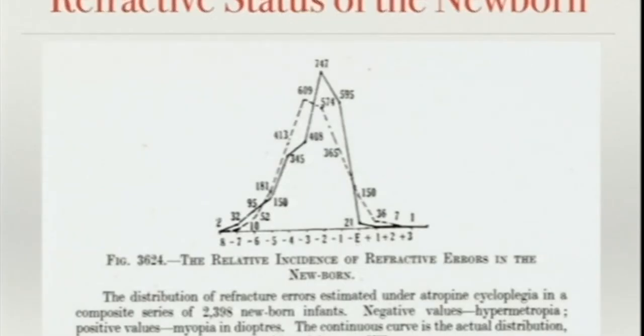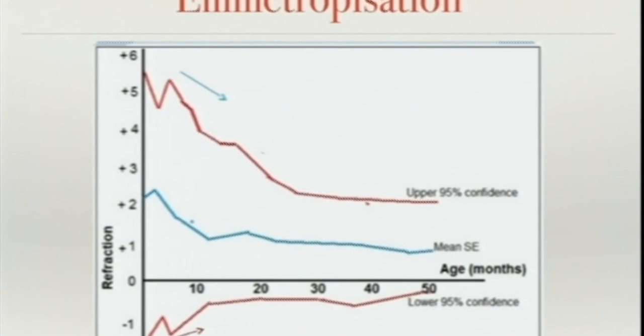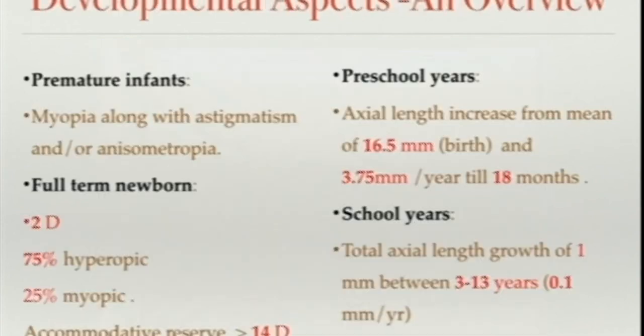This graph shows you the refractive errors that are seen in the newborn child. This is hyperopia and this is towards myopia. If you look at this graph carefully, you see that most of the children are born hyperopic. And then, as they grow, whether it is hyperopic or myopic, there is a tendency to emmetropize. That is, as the eyeball grows, the eye tries to become zero in its refractive error.